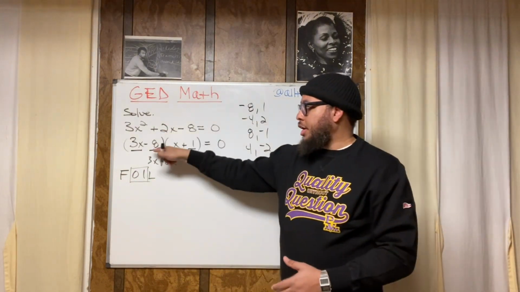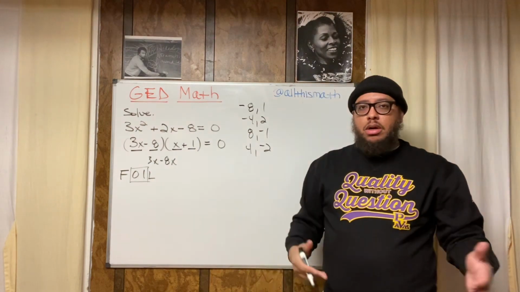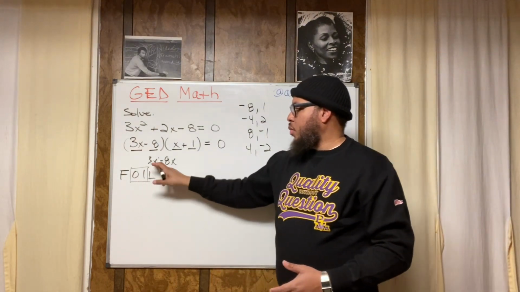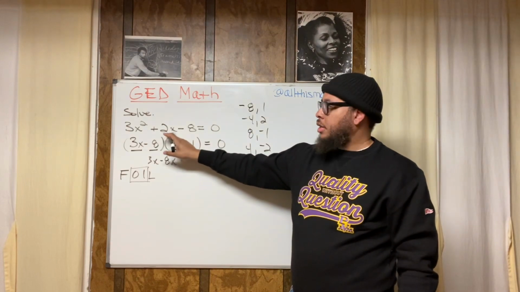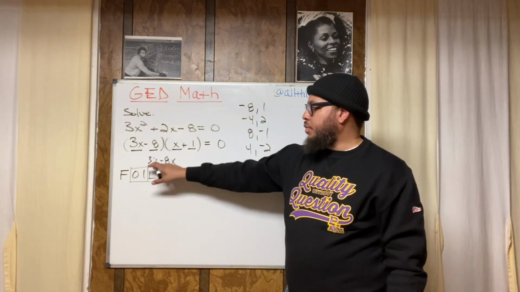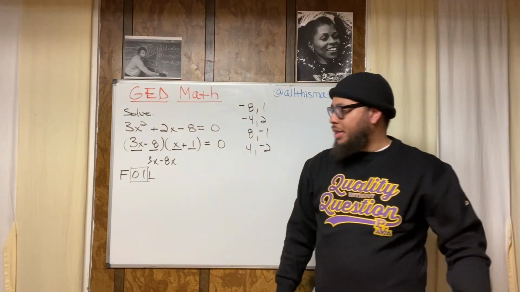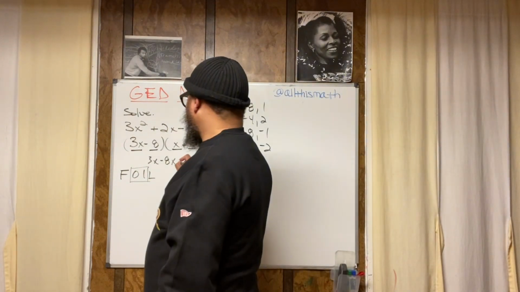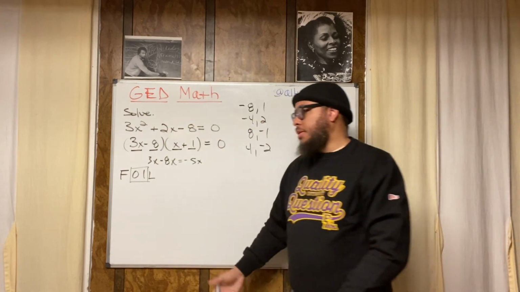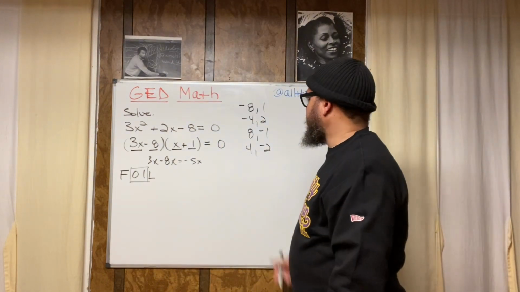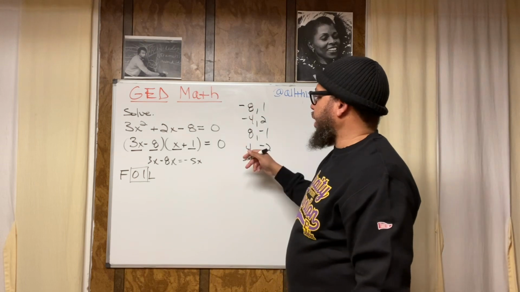When you throw the numbers in there, you're trying to figure out what's going to give you this middle term, this 2x right here. So how do I get this 2x? 3x minus 8x, that's not it. That's going to be -5x. So that's not going to work. So that means we have to switch some things up. Let's switch some numbers up. So -8 and 1 isn't going to work.